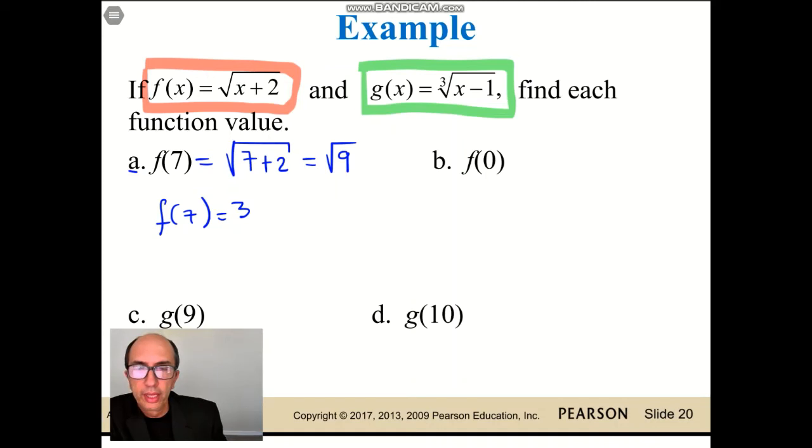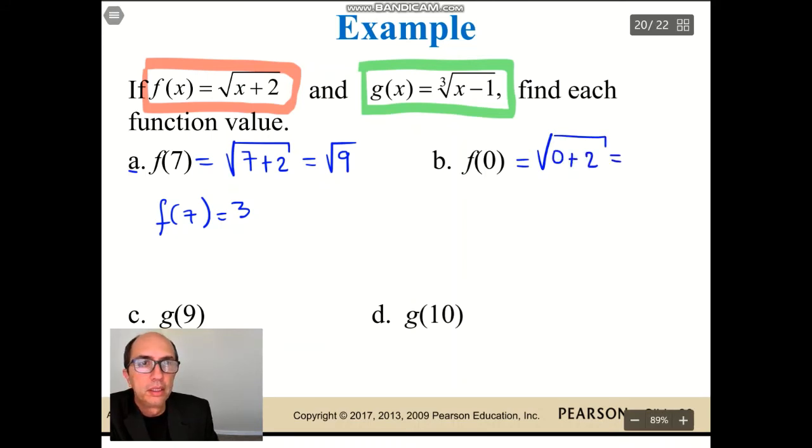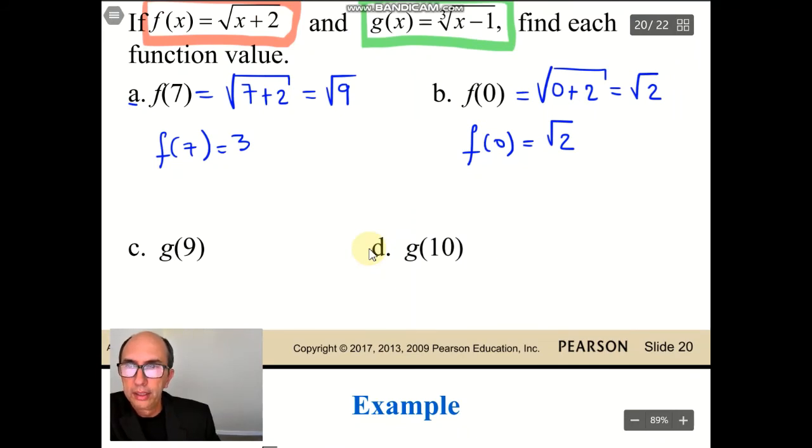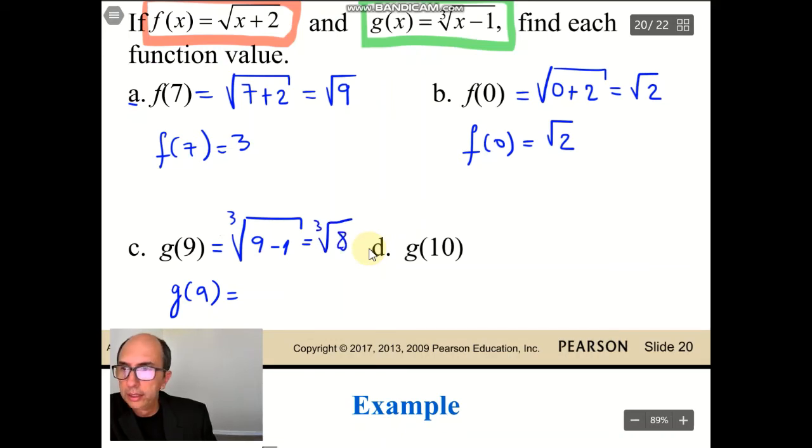Next, f of x equals 0. So plug in 0, 0 plus 2, this is the square root of 2, that means f(0) equals the square root of 2. What about, now we are using the g function, g of 9. So plug in 9 here, the cube root of 9 minus 1. So g(9) is going to be equal, 9 minus 1 is 8, the cube root of 8 is 2.